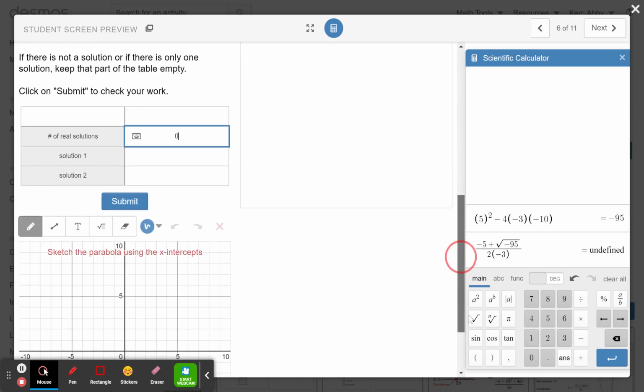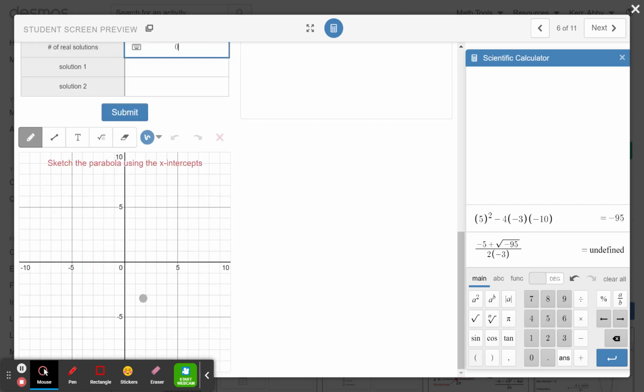Now for this graph, the A was negative, so it needs to be pointing downwards, and then it does not touch the x-axis at all. So anything in the 3rd or 4th quadrant shaped like that would be fine.